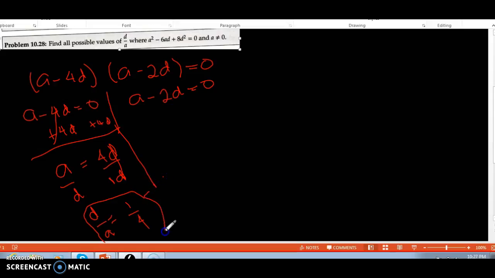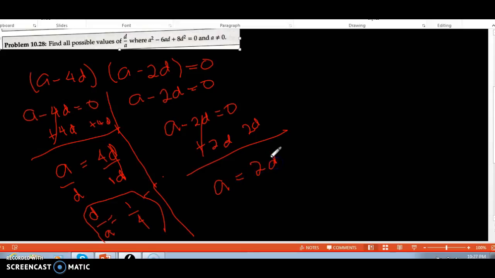coming from your first factor. Now on the second factor, you have a minus 2d is equal to 0. Add 2d on both sides, so this one will cancel out. Your a is equal to 2d. Now, if you divide this one by d and divide this one by d, then you would just have a over d is equal to 2, or 2 over 1.